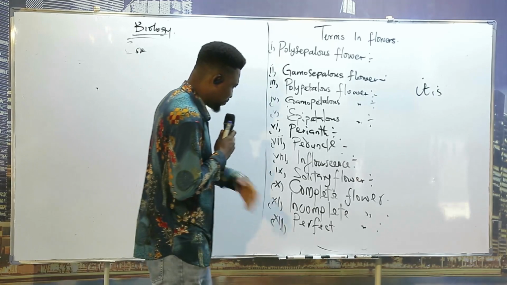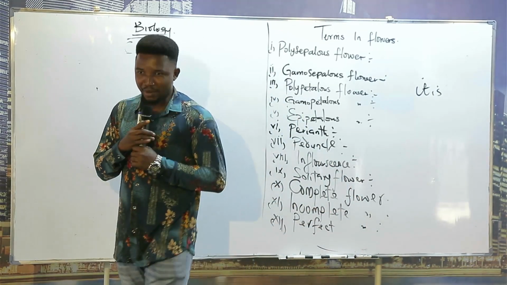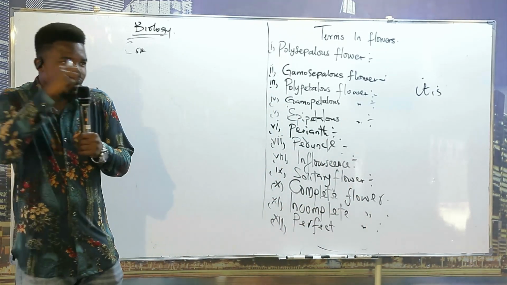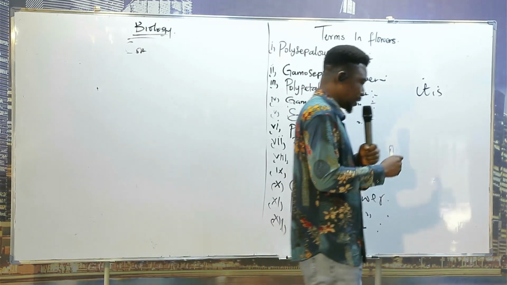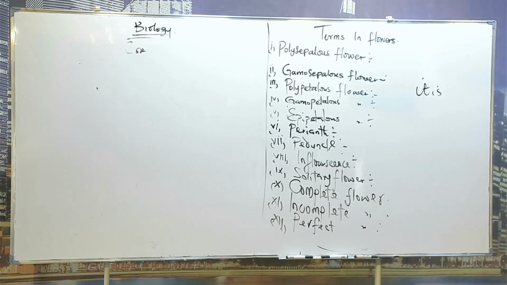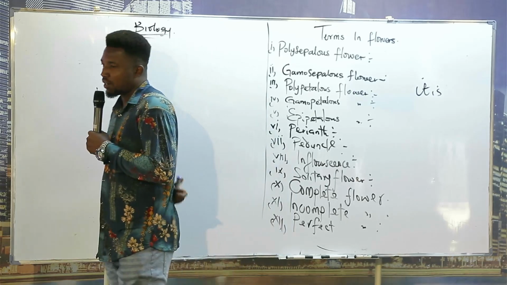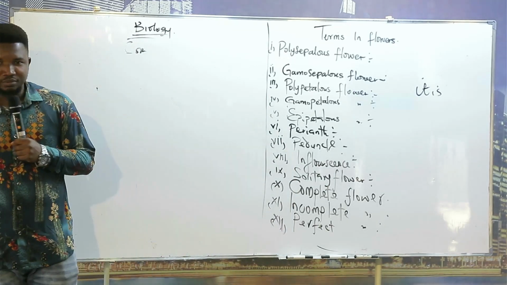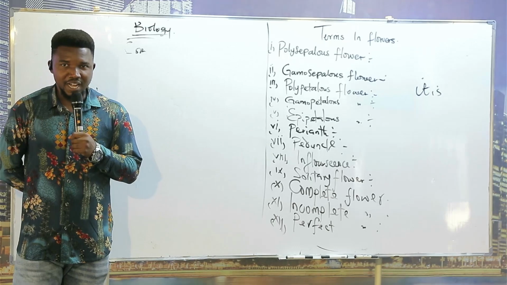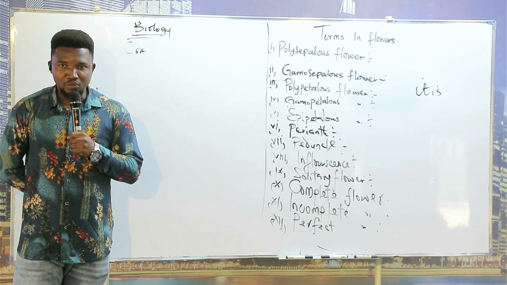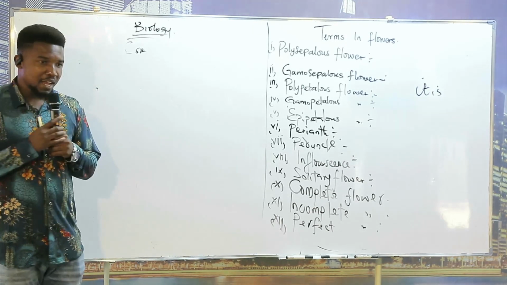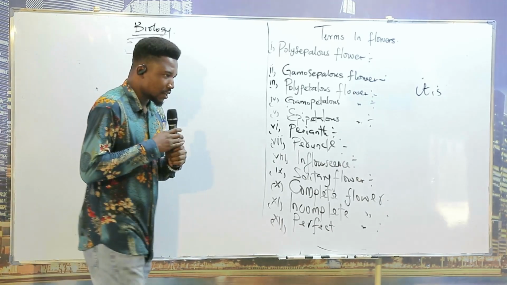All right, let's move on. Perfect flower. What is a perfect flower? It is the type of flower that has both the stamen and the pistil. Let's move ahead. That is for perfect flower.